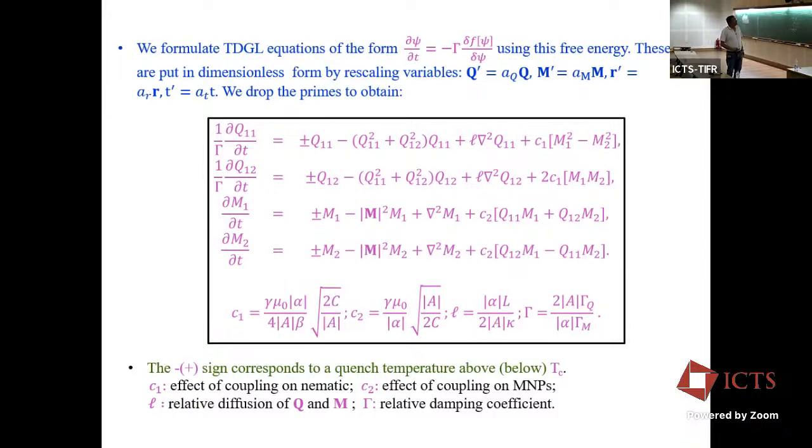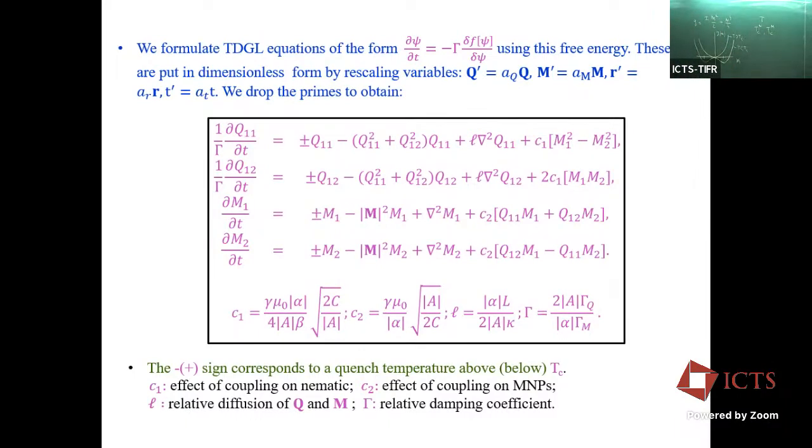And I'm going to let the system evolve. You already know that in the absence of coupling, if I put C1 and C2 equal to 0, I will evolve to a state dictated by the temperature which I have quenched to. Now remember, I have two temperatures to play around with. I'm going to quench to a temperature, and you have to ask the question, where does it sit with respect to the nematic critical temperature, and where does it sit with respect to the magnetization critical temperature?